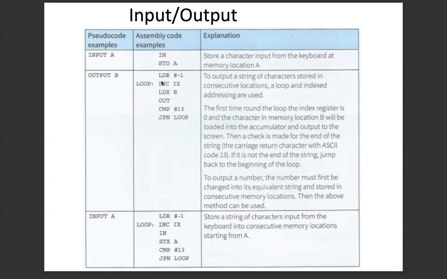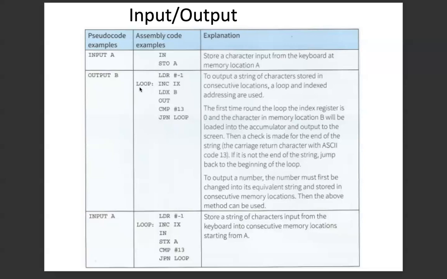What's happening here is that, if you remember, LDR assigns a value to the index register. LDM uses immediate addressing to load into the accumulator register. LDR uses immediate addressing to load into the index register. So what I'm doing here is loading my index register with -1. After that, my loop will start. I will increment my index register, load using index addressing from my B, print it on the screen, compare it with #13, and if not equal, then I'll jump back to loop.